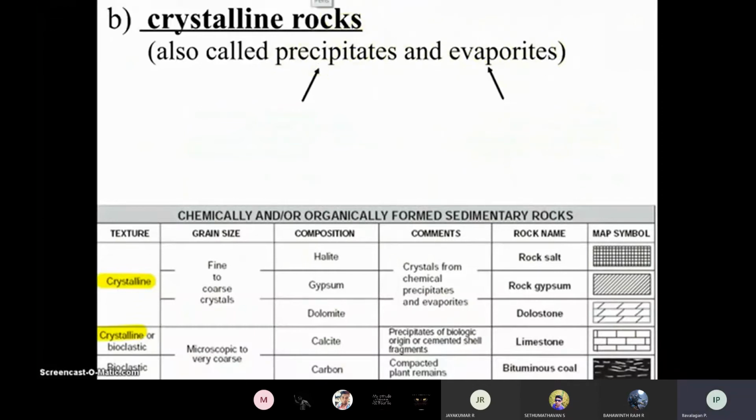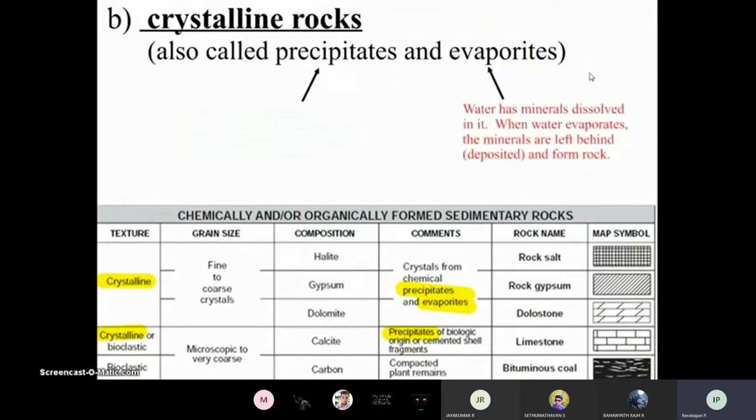And again, you'll see those words on your reference table. Okay? Precipitates and evaporates. And over here we see the word precipitates. The process where evaporates form has to do with evaporation. So oftentimes water will have minerals dissolved in it. Water, we know, will evaporate when it gets heated up by the sun. Minerals that are in it cannot evaporate, so they are left behind. They are deposited. And when they're left behind, they turn into rock.